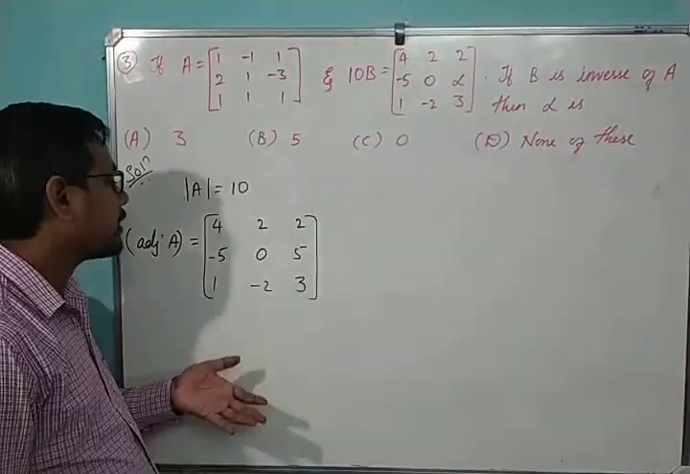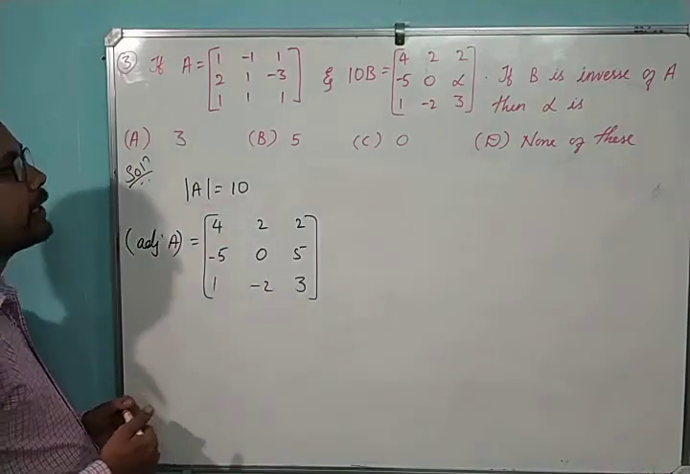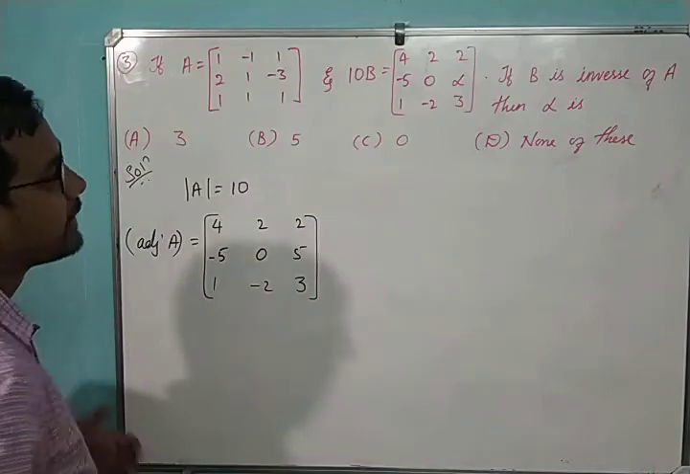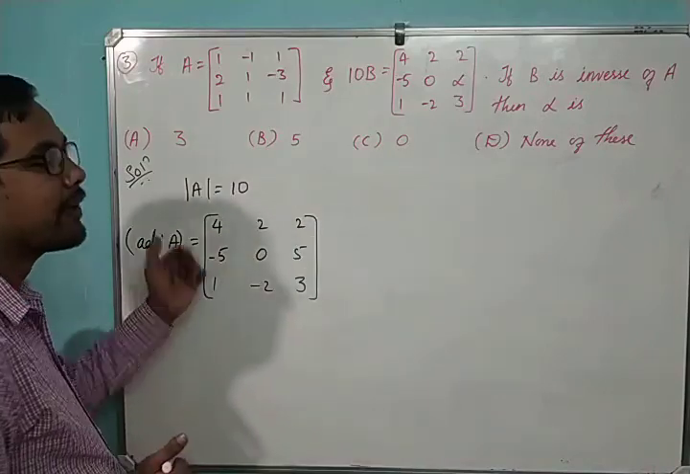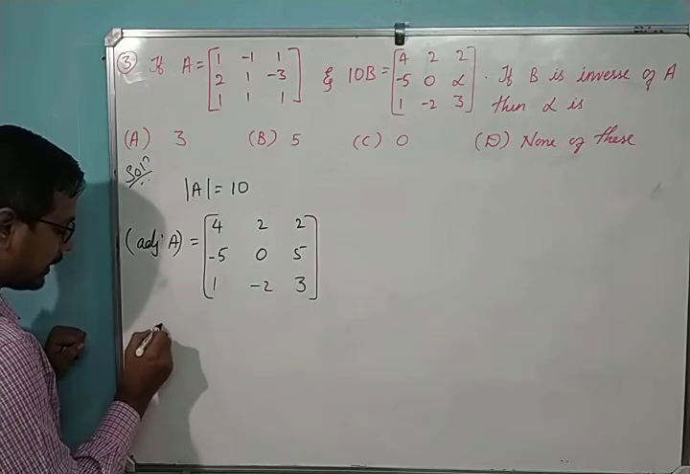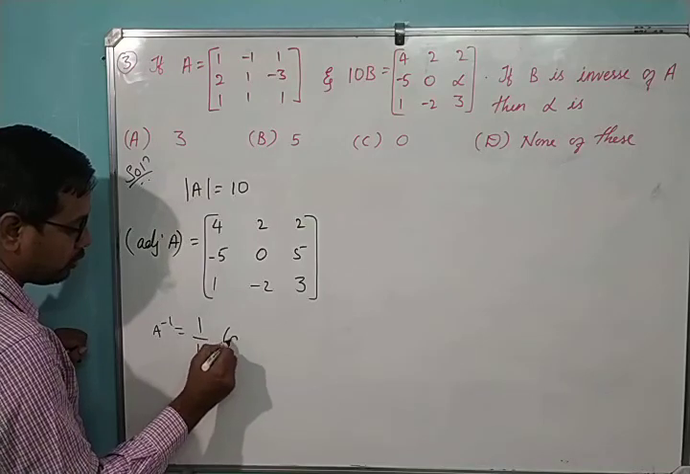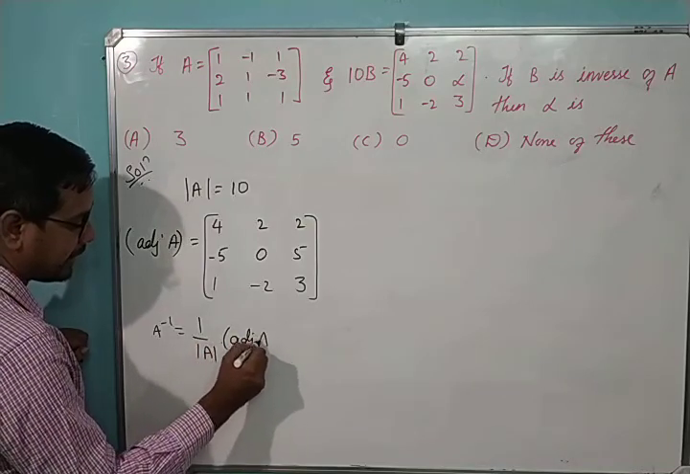So these were the values we found out from that previous slide. So next, we need to find the value of alpha. For that, let us find out the A inverse. These two things we have found out in order to calculate A inverse. A inverse, as I said, is 1 over determinant A into adjoint A.